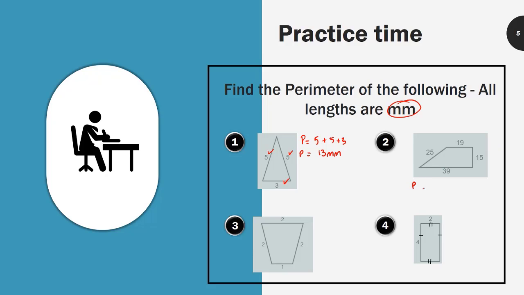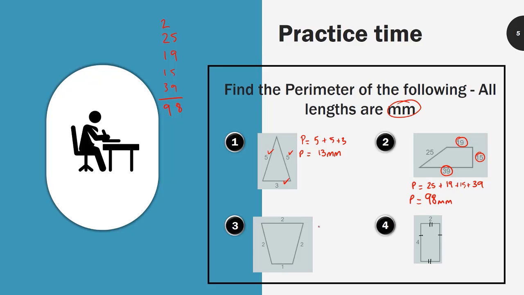Next one. This is a shape that was similar to the one in the example. So I've got 25 plus 19 plus 15 plus 39. And that's not easy to add together, so I would be setting it out personally to add those up. All right. So 5 and 5 is 10, 19, and that makes 28. I've got 2, 4, 6, 9. So I've got 98 millimeters.